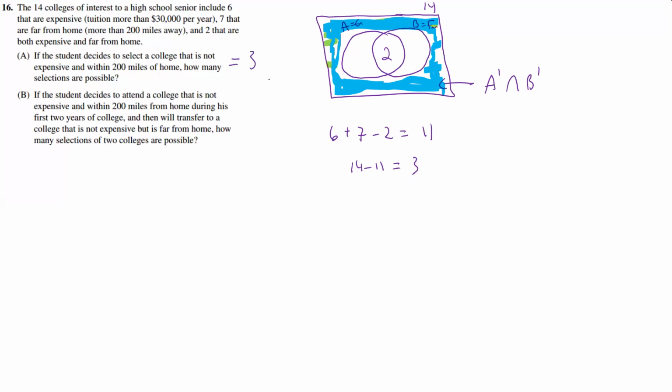Well, that's 3. Now, if the student decides to attend a college that is not expensive and within 200 miles from home during his first 2 years of college, and then transfers to a college that is not expensive but far from home, how many selections of the two colleges are possible? All right, so now let's think about this. Let's see if we can draw it properly the first time.